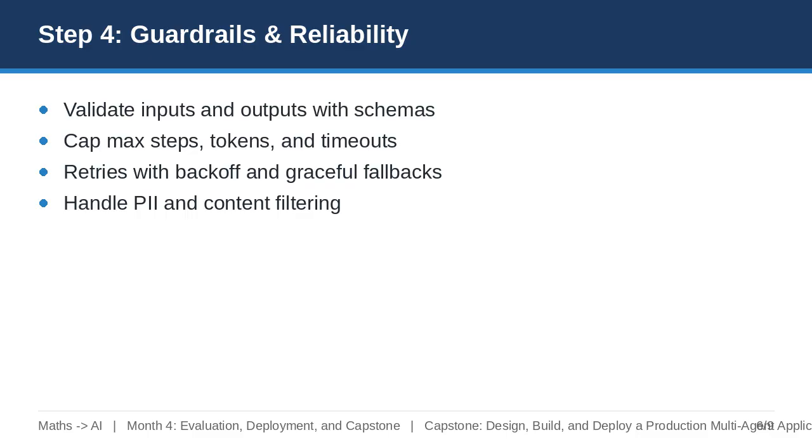Production means defending against the messy real world. Validate inputs and outputs with schemas. Set hard limits on max steps, tokens, and timeouts to stop runaway loops that drain your budget. Add retries with backoff and graceful fallbacks so a single failure returns a best partial answer instead of crashing. And handle PII and content filtering, especially on a public endpoint.